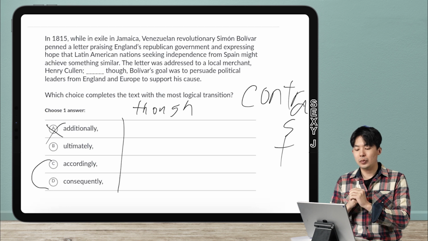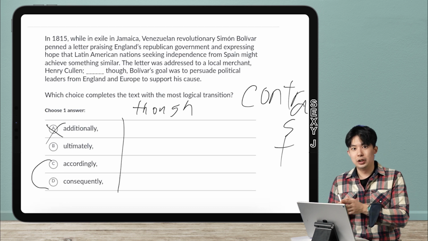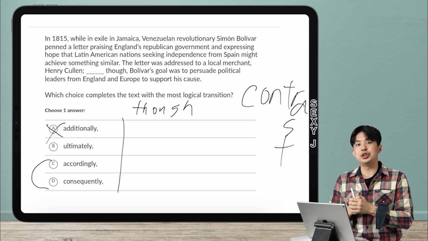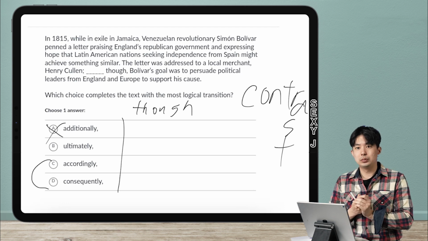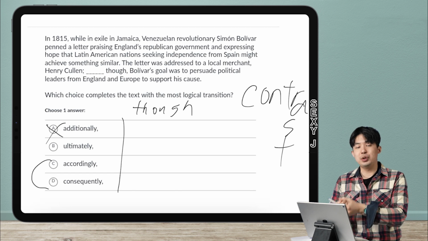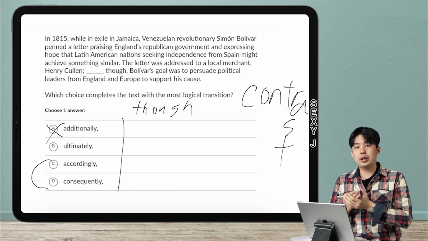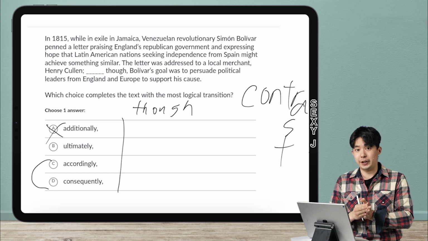Because accordingly and consequently both mean, because of what I just said, I'm going to say this, okay? He was doing really great in his job. Accordingly, he expected a promotion, okay? Or he committed a lot of errors. Consequently, he was demoted, right? A lot of those are going to be sentence one causes something in sentence two. So those are not contrasts, those would actually be more cause and effect.